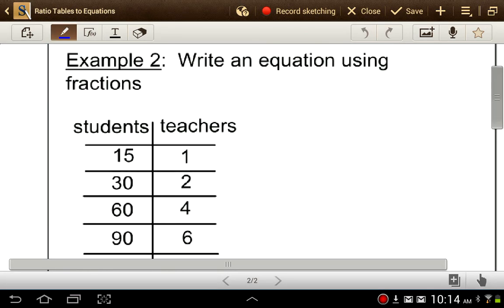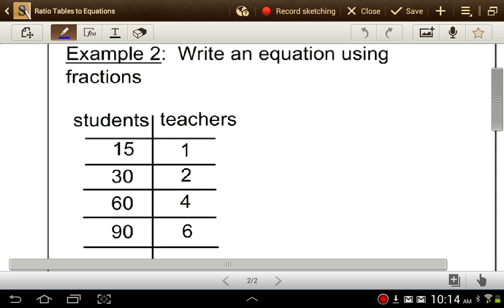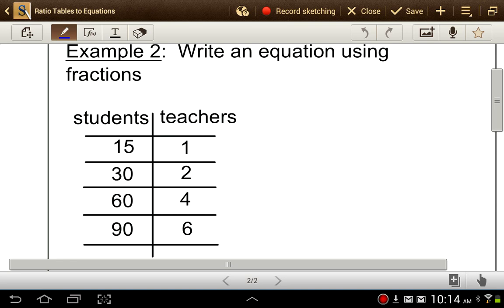In example 2, we're going to write an equation using a fraction. In this case, it's very similar, but I have a fraction, so I'm going to follow that same formula. First, I have to figure out how to go from the left column to the right column. Well, it's 1 times 15, but going this way, a lot of you are going to think, well, that's divide by 15. And you would be right.